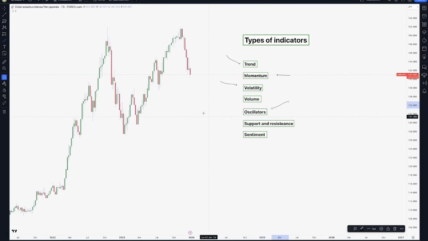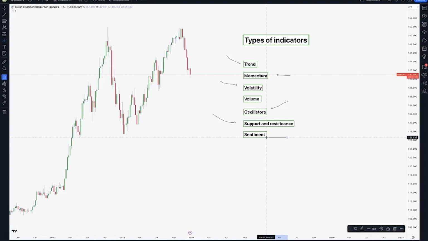The sixth type of indicators are support and resistance, something very common in technical analysis. They help you identify levels where the price might experience a pause or a reversal, like pivot points. And finally, we have the sentiment indicators, which reflect market sentiment, often through surveys or options data.